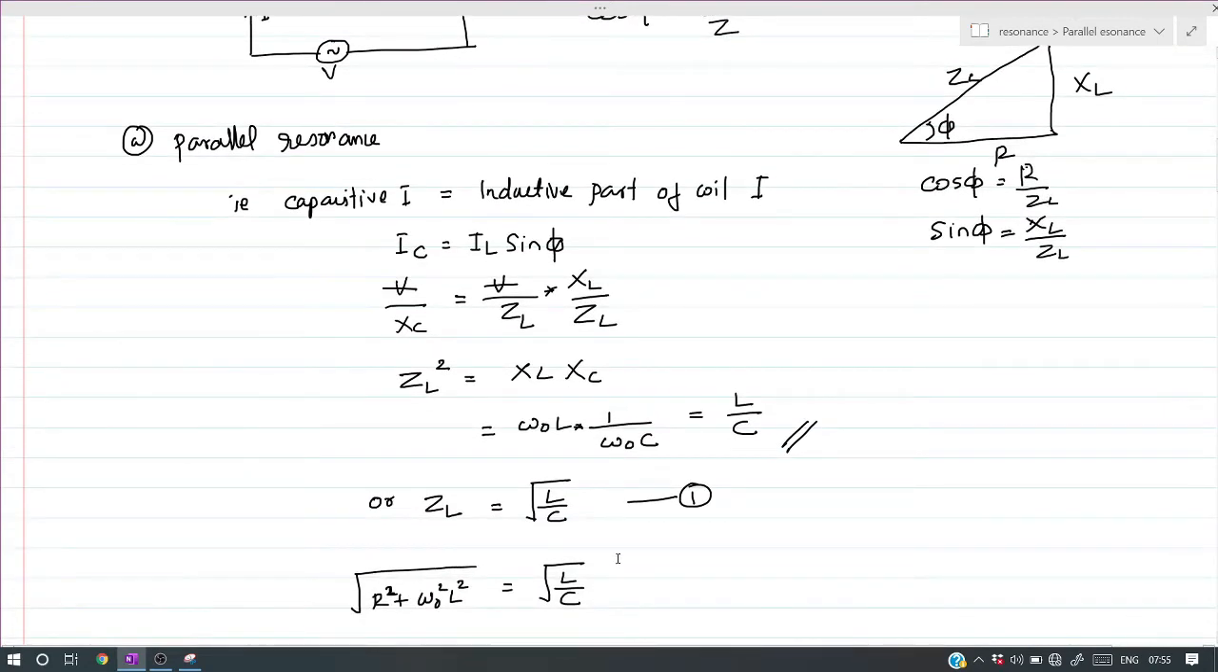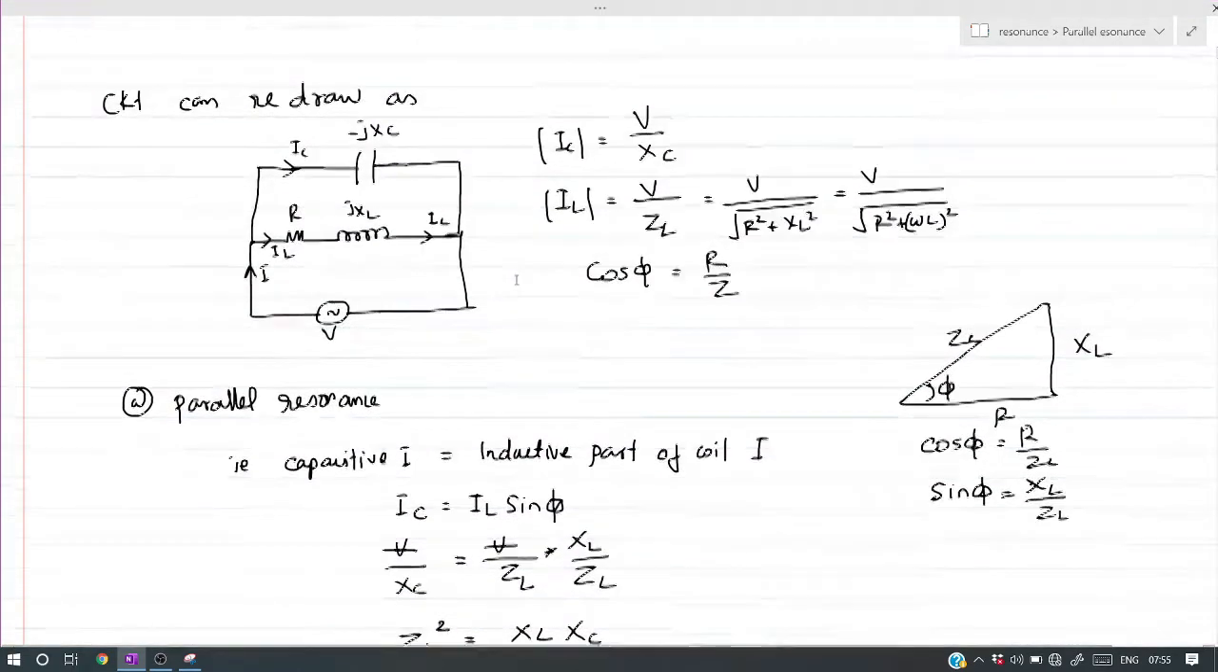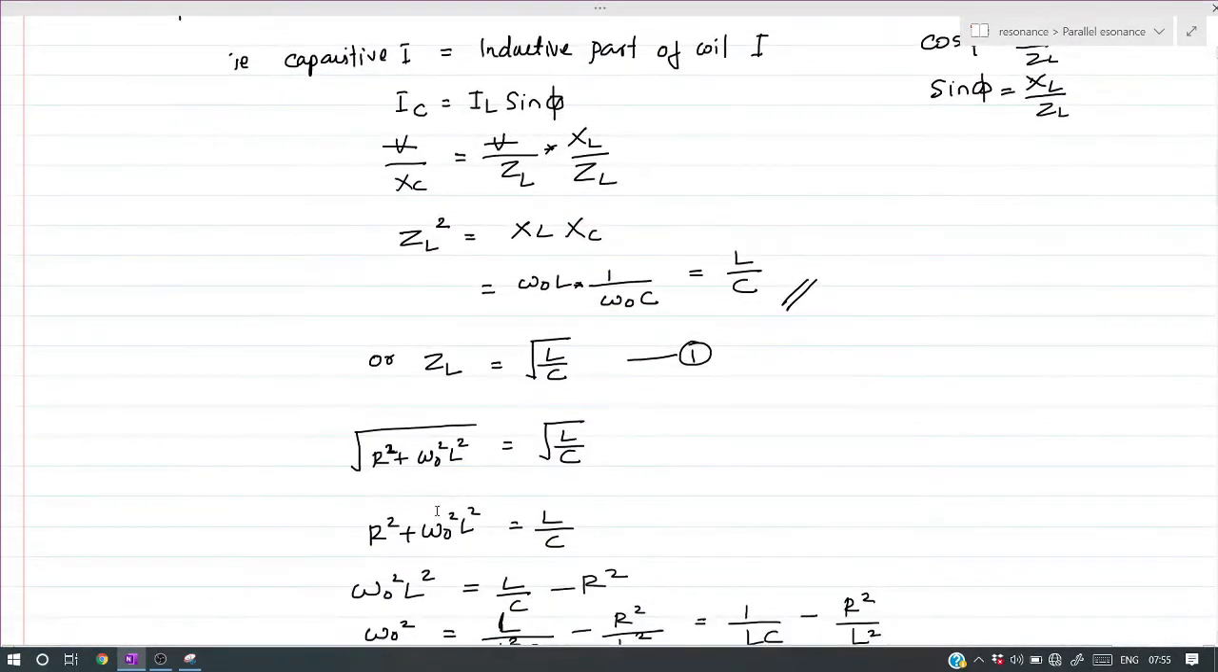ZL is equal to root R square plus omega 0 square L square, which is obtained from here. So ZL, which is equal to root R square plus omega 0 square L square, is equal to root L by C. Now we can square both sides. So R square plus omega 0 square L square is equal to L by C. Here we are going to find the expression for the resonance frequency under parallel resonance.